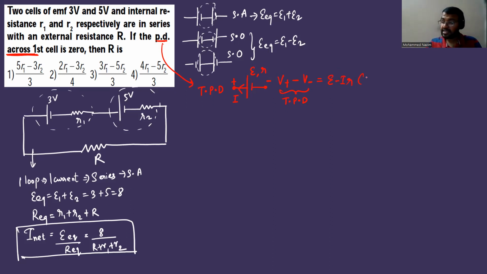We tell the cell is in discharging mode. The cell is in which mode, people? Discharging mode. And one more possibility is if the cell is charging, that is the current is getting into the positive terminal.